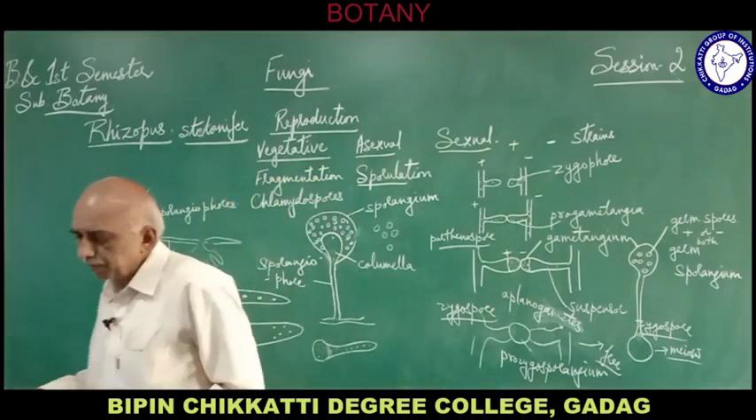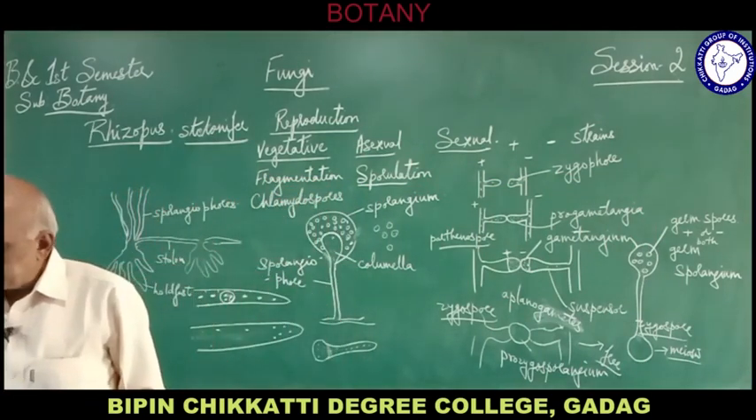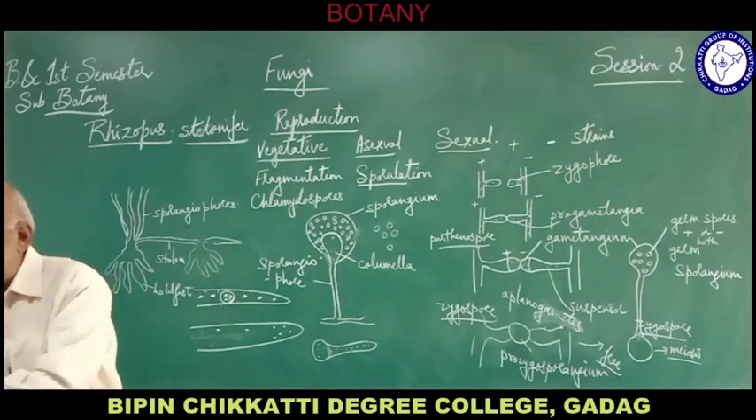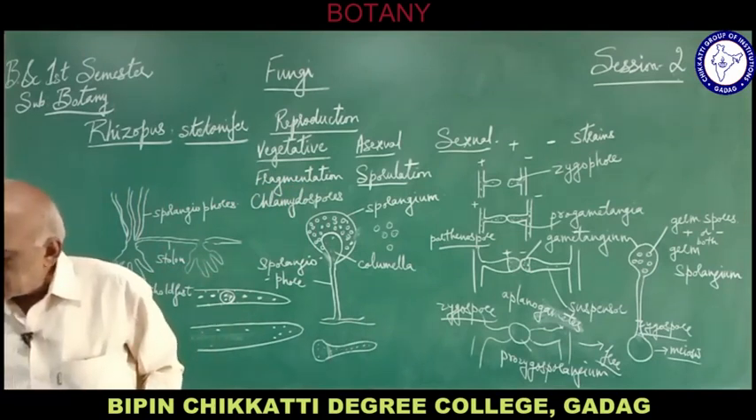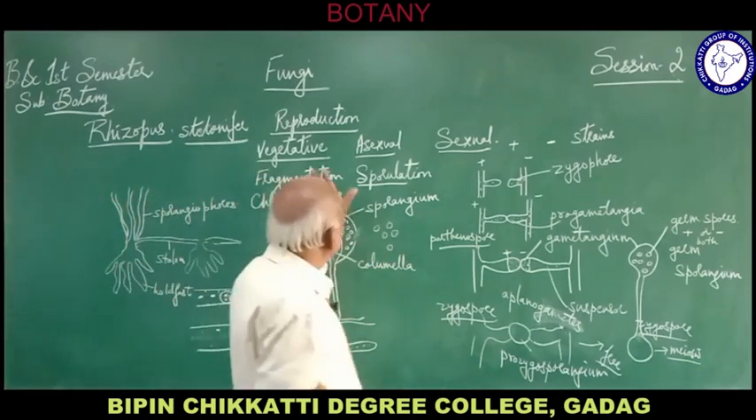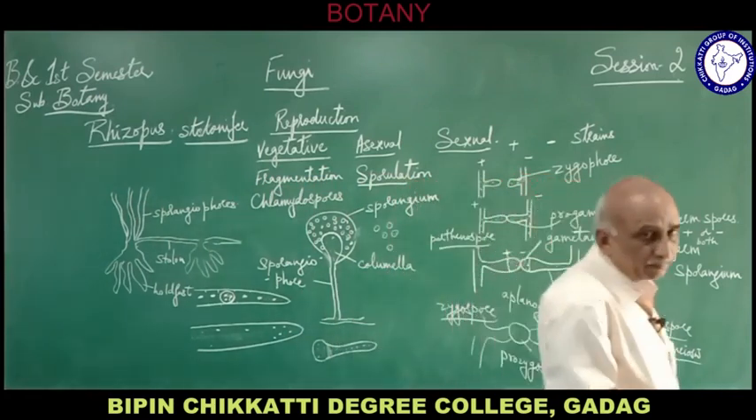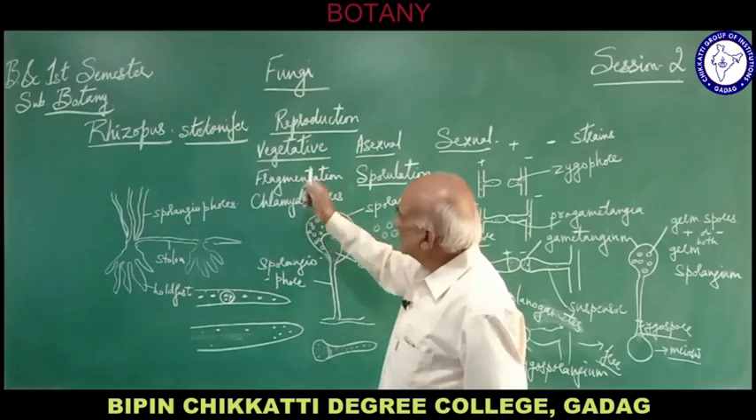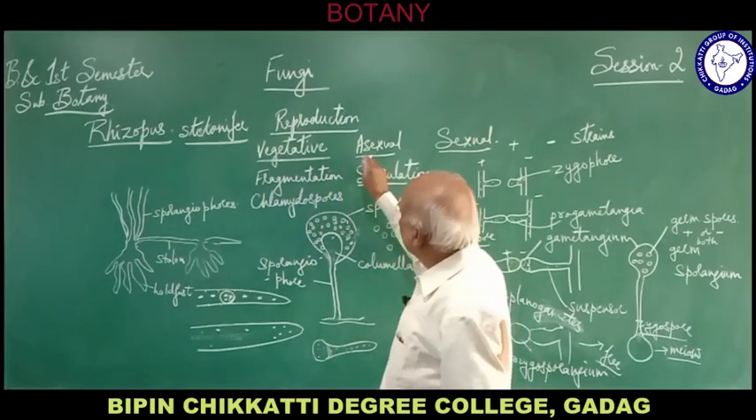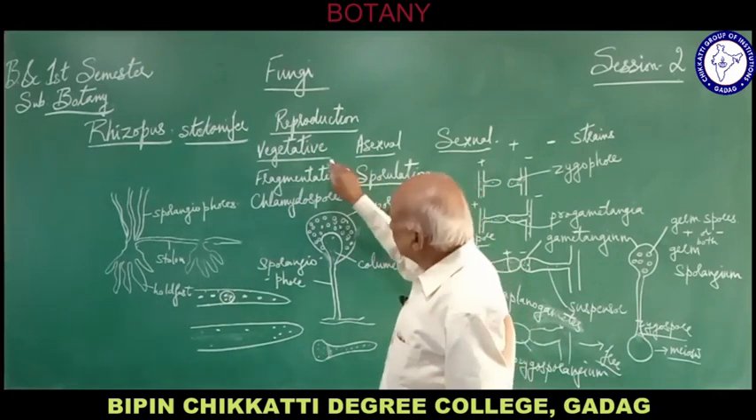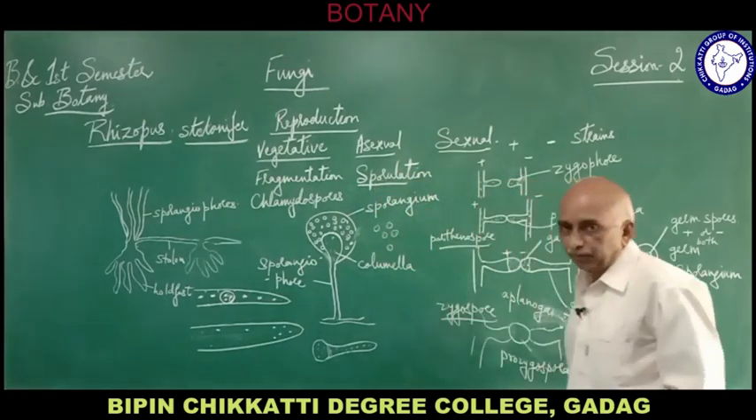So in case of the reproduction of this Rhizopus, actually the vegetative method is also considered as asexual method in general terms. So strictly when we take, this is vegetative method, but asexual method includes vegetative method and sporulation. Vegetative is of two types. Sporulation is another type of asexual reproduction.